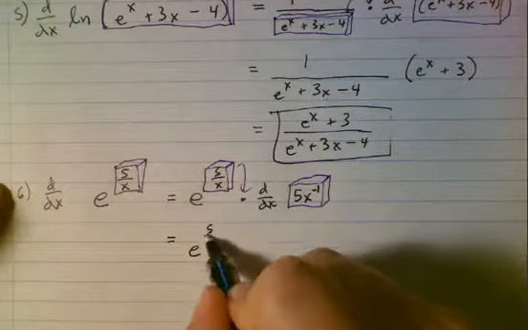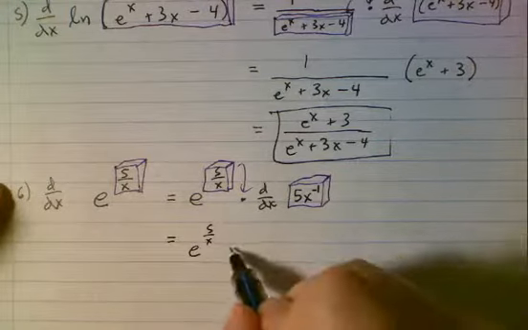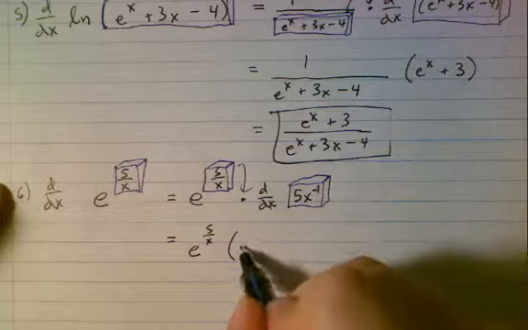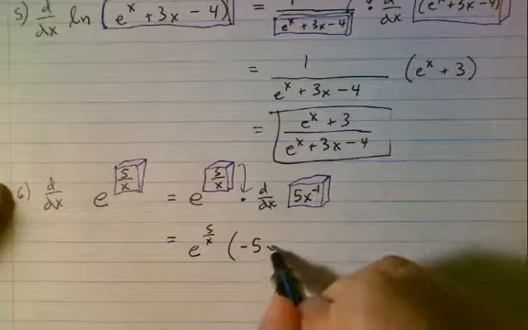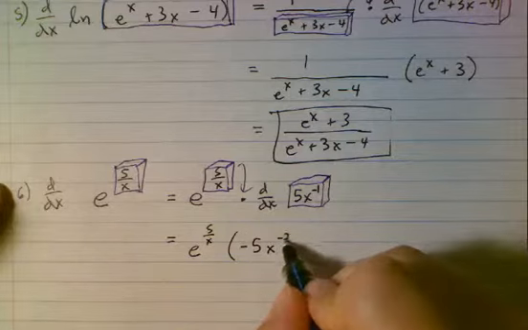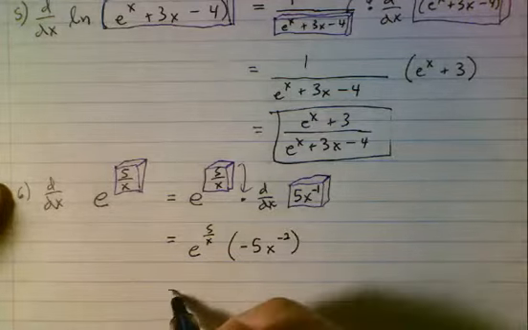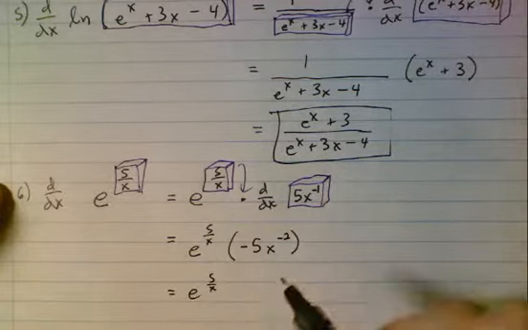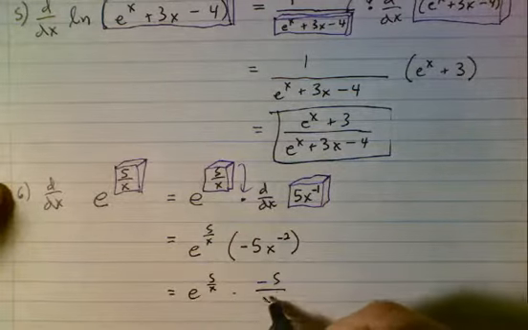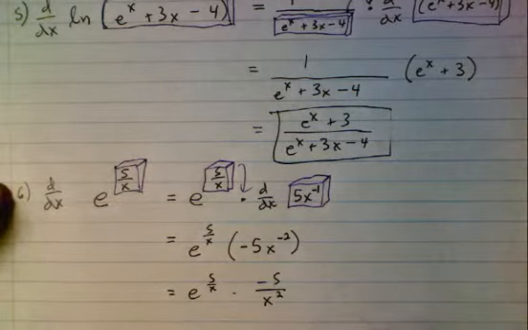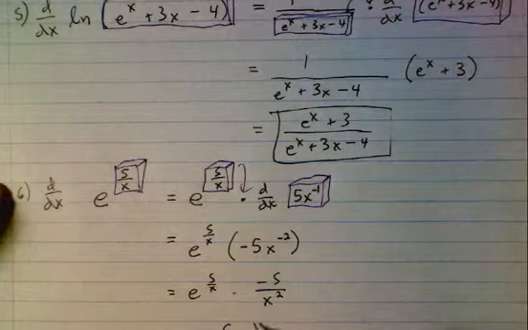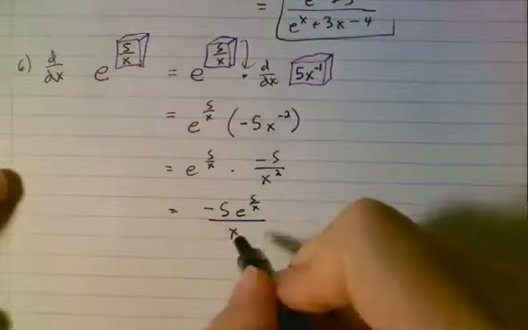So here we've got e to the 5 over x. Now we're going to take the derivative here, bring down the negative 1. That's negative 5. Subtract 1 from the exponent right there. E to the 5 over x times negative 5 over x squared, or negative 5 e to the 5 over x over x squared.